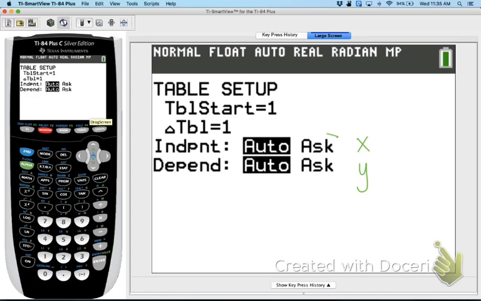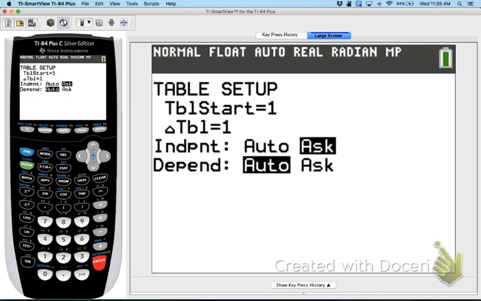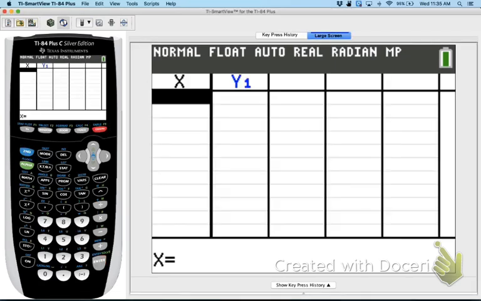What I want you to do is change the independent to ask. That means we get to tell it what we want the x to be, and then it'll figure out the y. So just use your arrows to arrow down until you get there. Move your arrow over to ask and hit enter, and that'll switch it over to ask. Okay, now that we've done that, you're going to go second again, and then this time we want to go to the table, which is above the graph button. So second, table, and that brings us here.